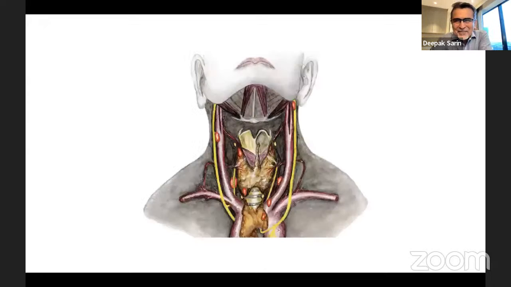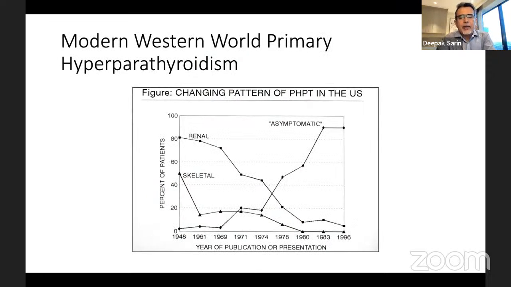So anyway, you beautifully encapsulated the disease, and it's nice that I can put some questions beyond where you left off. To address what Kapil said, PHPT, or primary hyperparathyroidism, essentially had renal and skeletal manifestations as the hallmark of the disease. But the US and the Western world have certainly seen a changing trend, with a large number of people being picked up with asymptomatic disease.